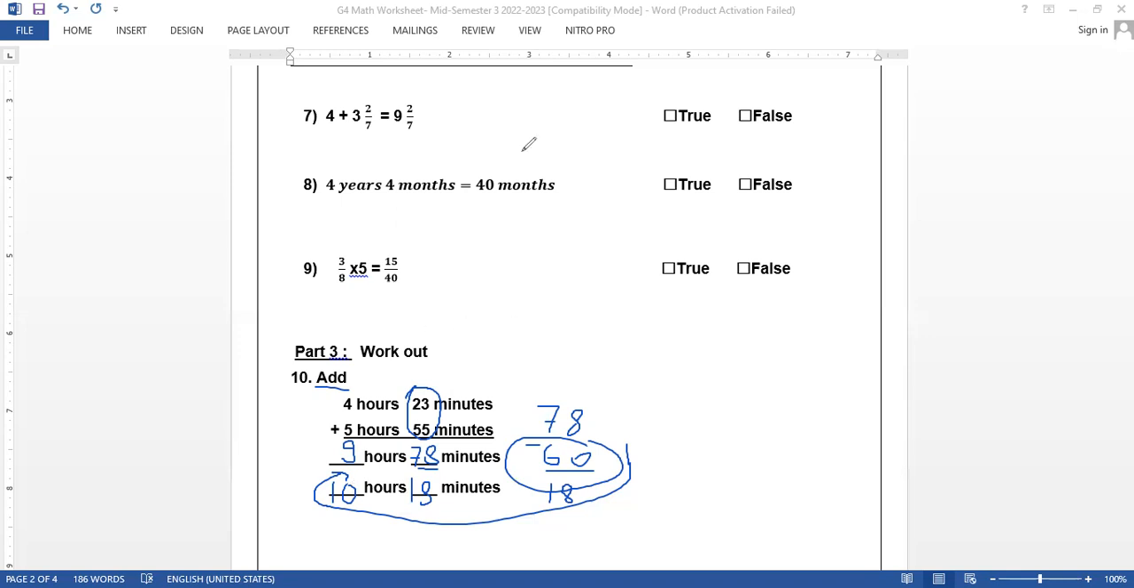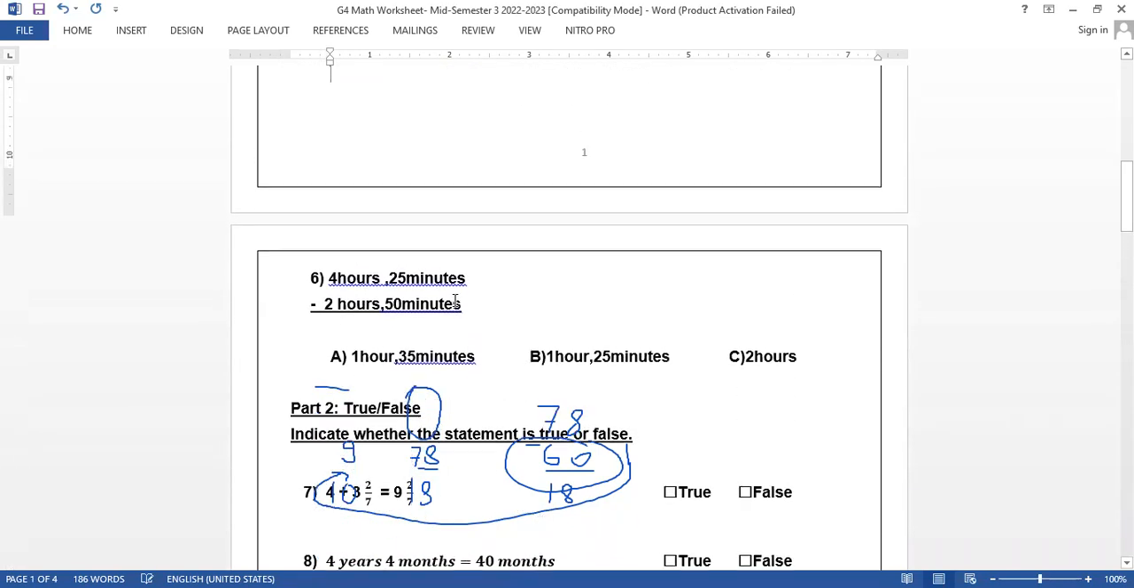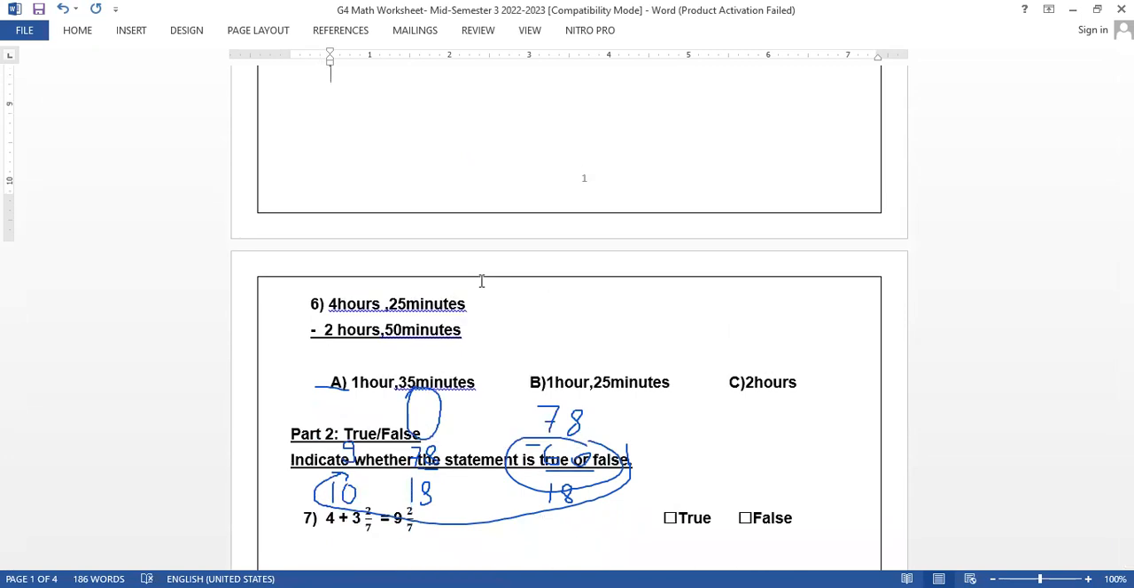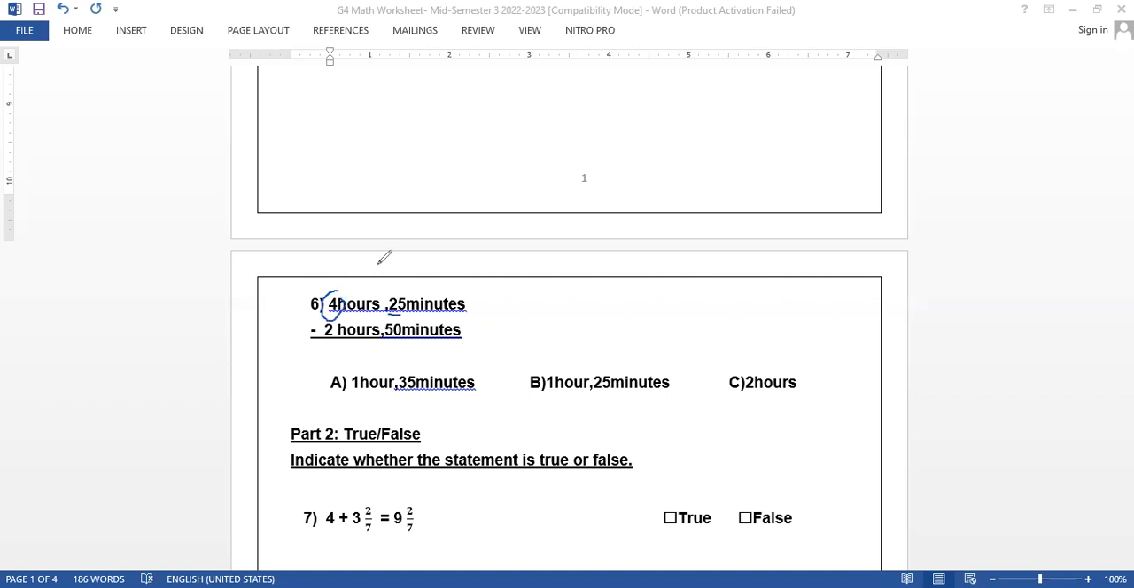And if you can go back to question 6, here, when I cannot subtract the minutes, I need to take 1 hour and change it to minutes. And this will be added to the minutes. So here, as you remember, I added 60 minutes to this. It becomes 85 minutes. Then by this, I will be able to subtract. That was the explanation of the worksheet.